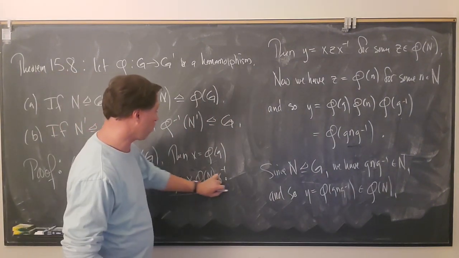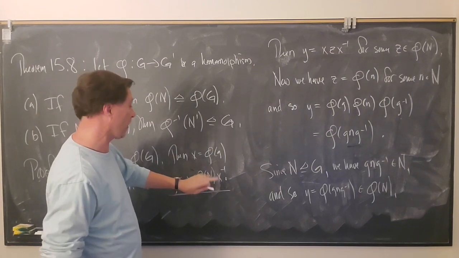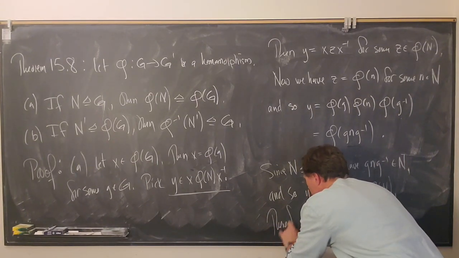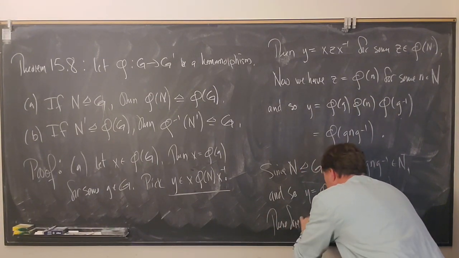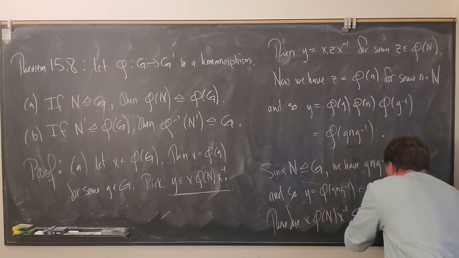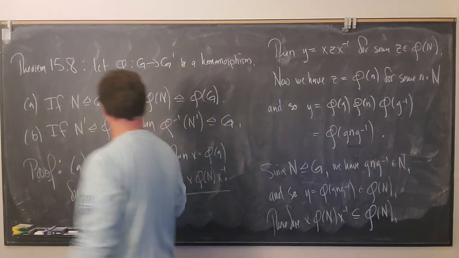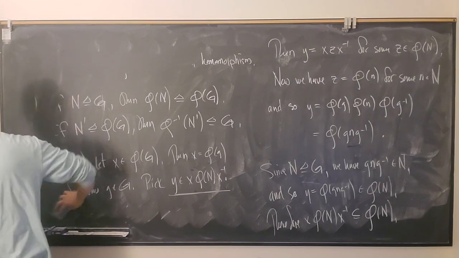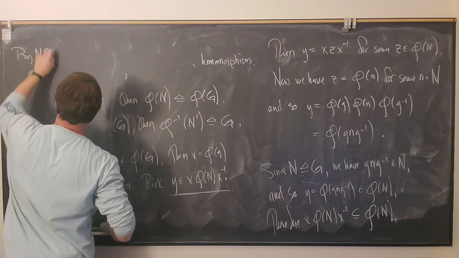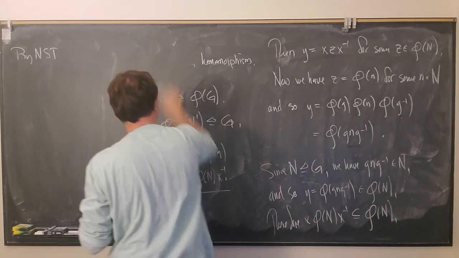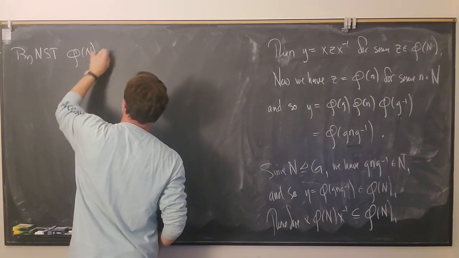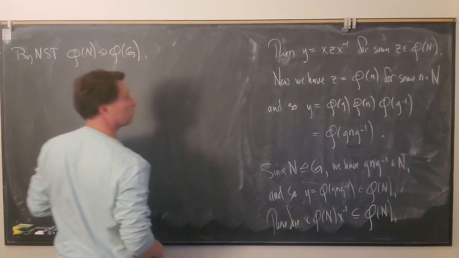We started off with y in x phi of n x inverse, and we ended up in phi of n. So we can say therefore x phi of n x inverse is contained in phi of n. And now we can just quote the normal subgroup test. So by the normal subgroup test, phi of n is a normal subgroup of phi of g.